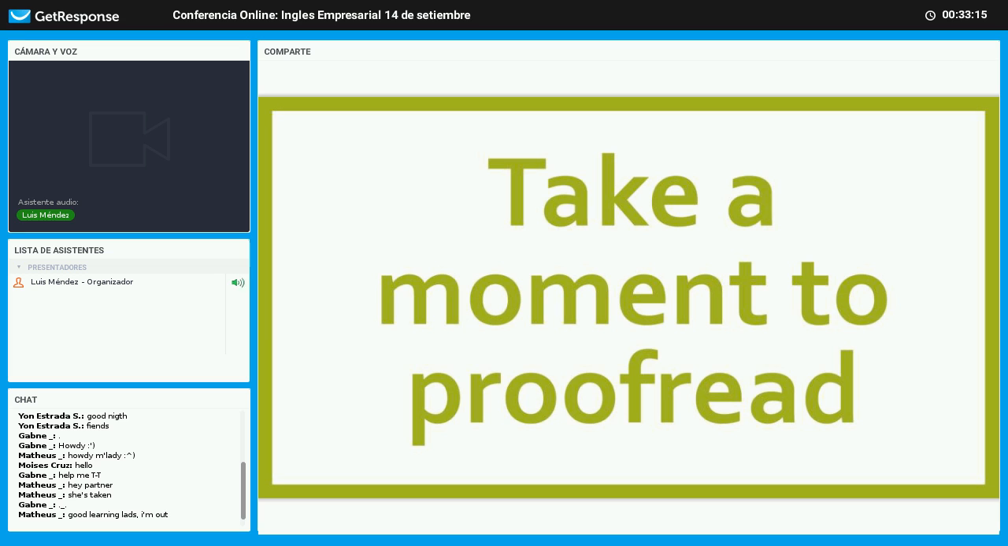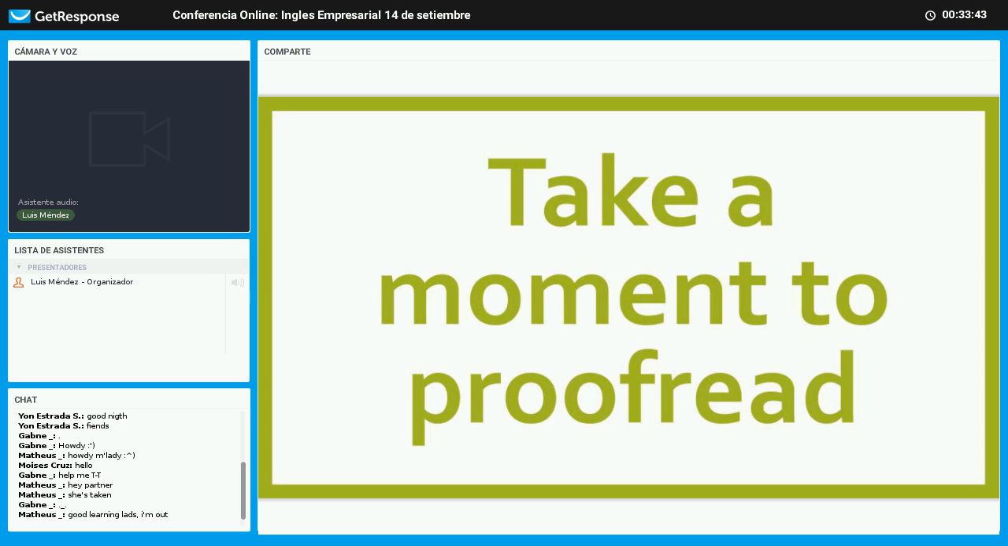No matter how hurried you are, no matter if you're in a hurry, it's okay if you have to do so many other things, but take a moment to proofread. This could be a life saver. Okay? So, what do I mean by this? Imagine that you're typing a word wrongly. You write the wrong word.